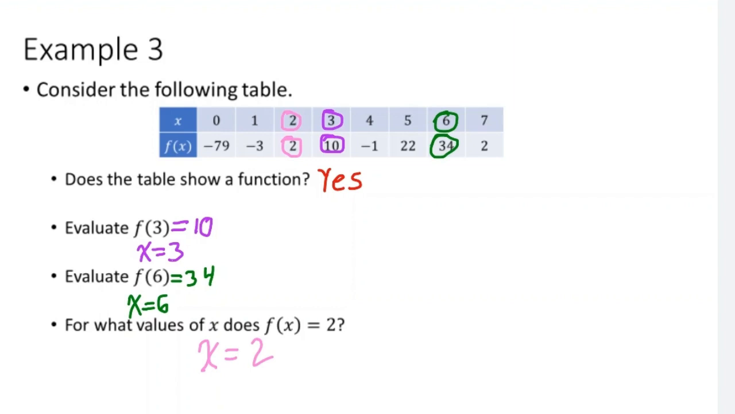But is that the only time f of x will equal 2? You have to be careful with these kind of problems. When we're trying to find the x values that cause f of x to equal a number, there can be more than one answer. If we look back at the table, we see there's a second occasion where f of x is 2. And what else causes f of x to be 2? Well, x equals 7. So there are two values of x that cause f of x to be 2. That's x equals 2 and x equals 7.